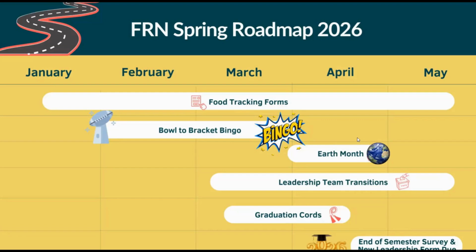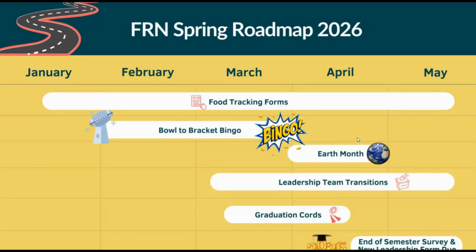Earth Month, of course. So be on the lookout on how you can engage during Earth Month and potential offerings that FRN National will have. And then leadership team transitions, always important to start in March and then get them all the way situated in May. And then we are offering grad cords this year. So that will be released in one of the newsletters. Be on the lookout for that.